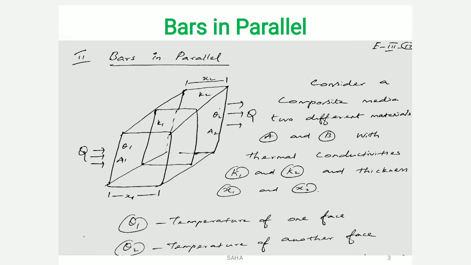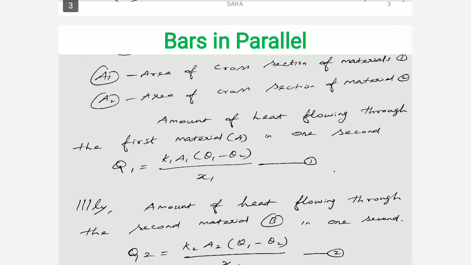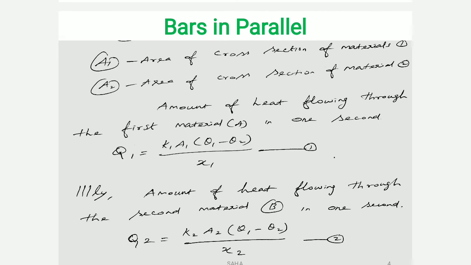Their thermal conductivity values are K1 and K2 and their thickness values are x1 and x2. Q is the amount of heat energy flowing through the object. Theta 1 is the temperature of one face, theta 2 is the temperature of the other face. A1 is the area of cross section of material 1, A2 is the area of cross section of material 2. So the amount of heat flowing through the first material A in 1 second, Q1, is equal to K1 A1 into (theta 1 minus theta 2) divided by x1, equation number 1.